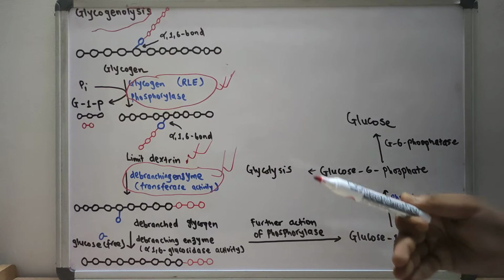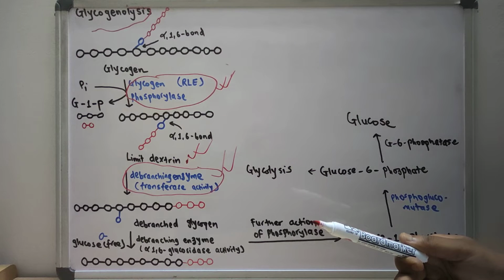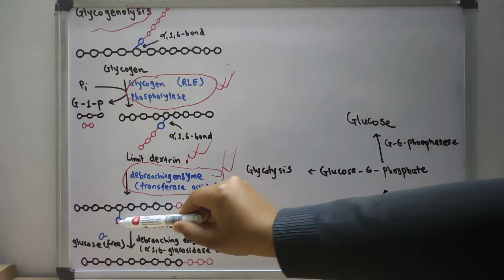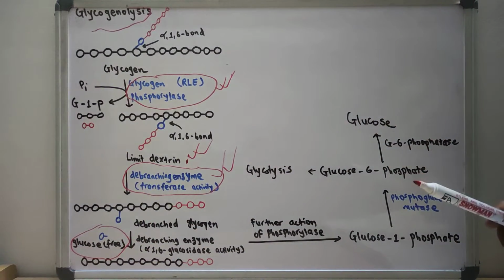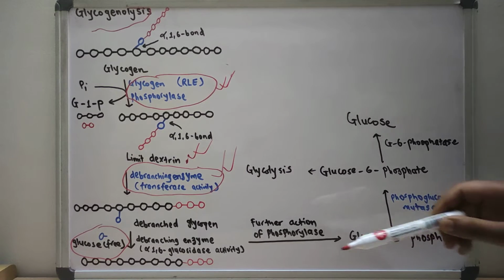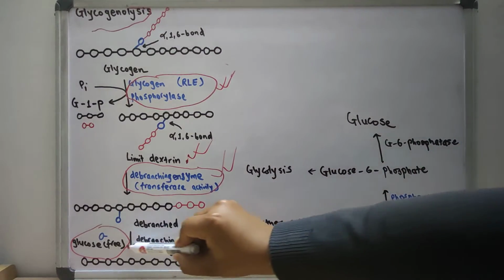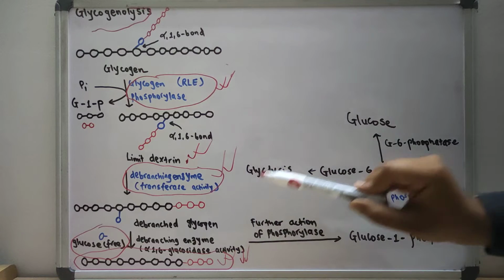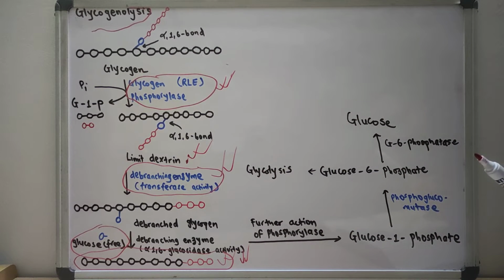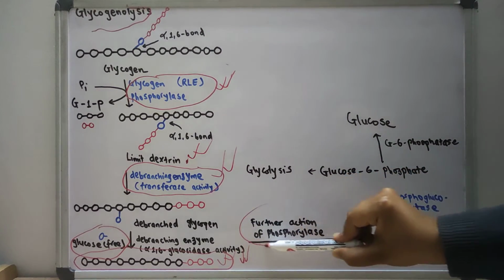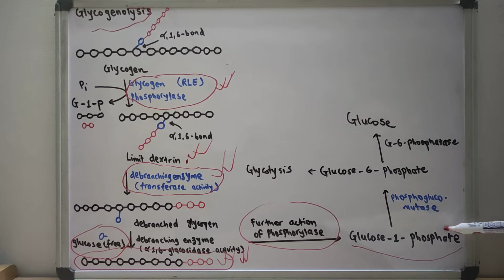Amylo 1,6 glucosidase breaks the alpha 1,6 bond at the branch with a single glucose residue, and it releases the free glucose. The remaining molecule of the glycogen is again available for the action of the phosphorylase. This remaining glycogen molecule is again further present for the phosphorylase activity. Upon further action of the phosphorylase, there is the formation of the glucose 1 phosphate.